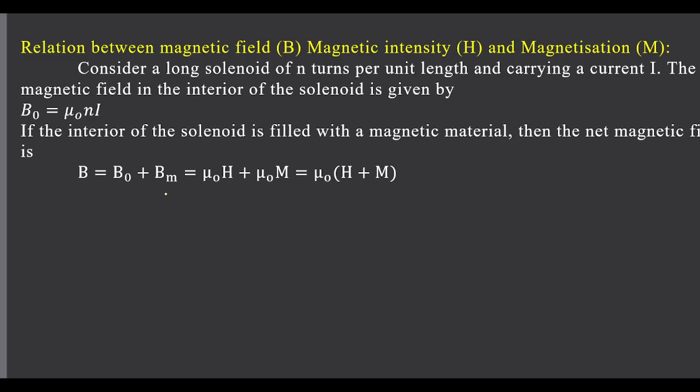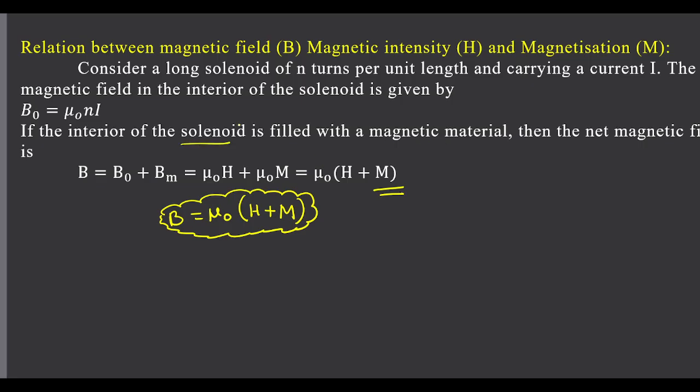Then we have the relation between the magnetic field, magnetic intensity, and magnetization. The magnetic field B is given by mu naught, the absolute permeability, times the sum of magnetic intensity H and magnetization M. This is the formula given here by considering the solenoid as an example.